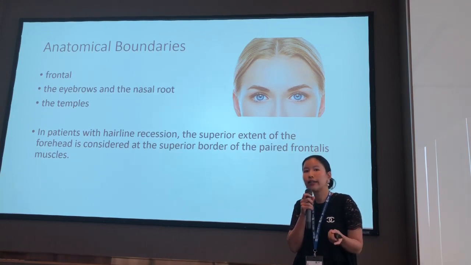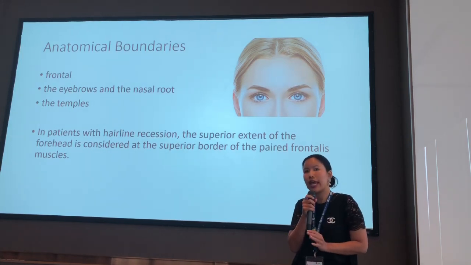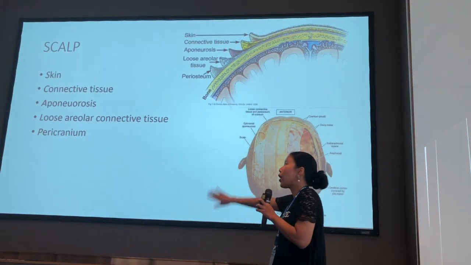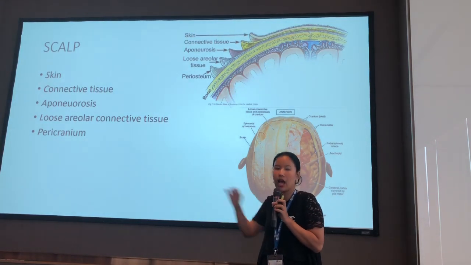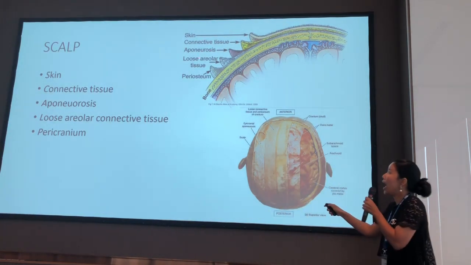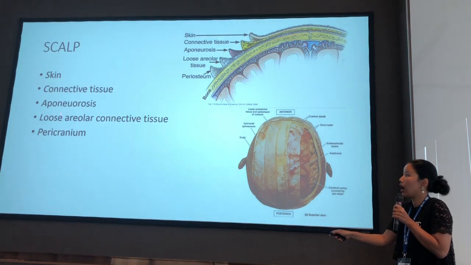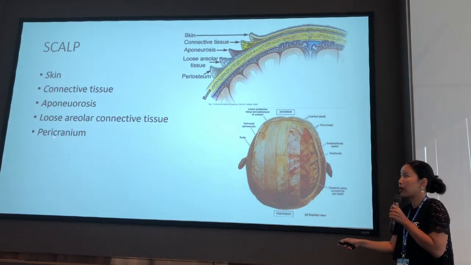And if someone is bald, the boundary of the forehead is still at the upper border of the frontalis muscle. So the key of this area is the boundary of the muscles. And for the scalp, you have to remember this. It is very important. S is for skin, C is for the connective tissue, A is for the aponeurosis, or what we call the galea. L is for loose areolar connective tissue, and P is the pericranium.